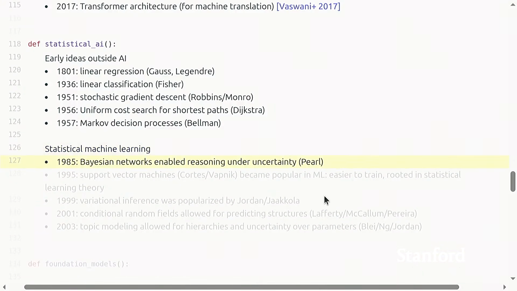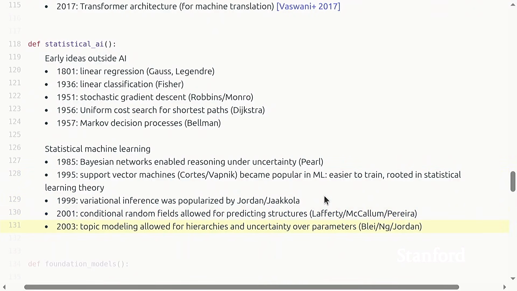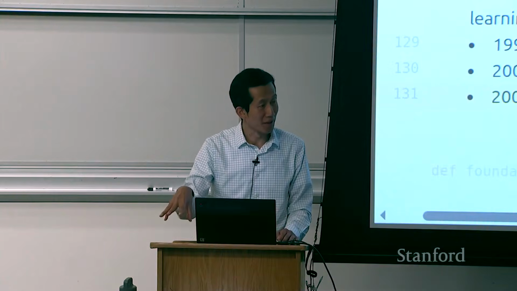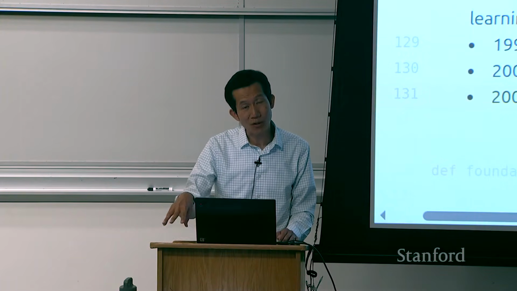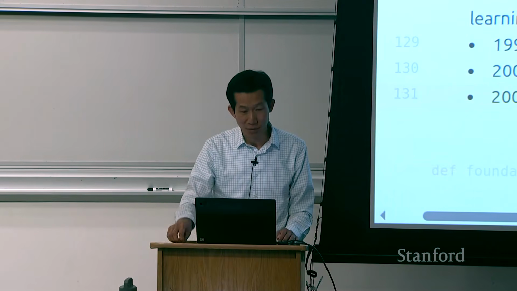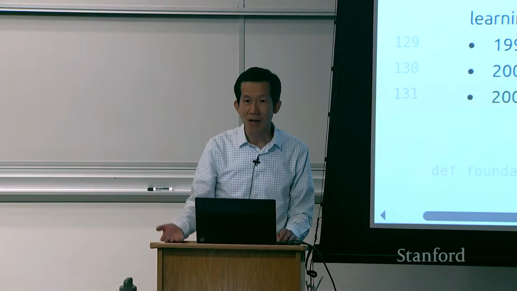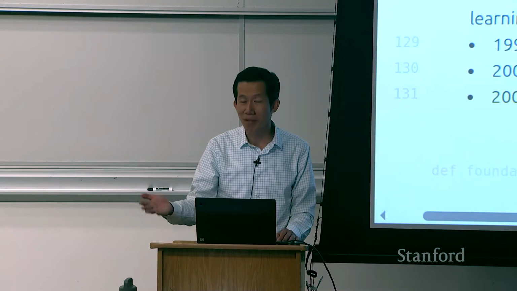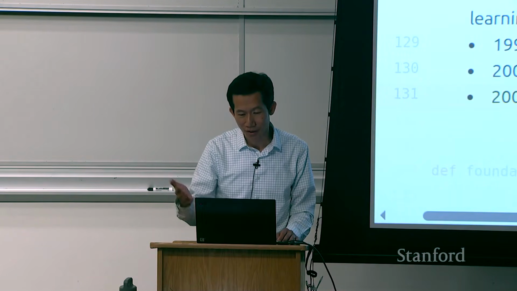There is a period through the 80s and up until the 2000s where statistical machine learning, techniques rooted in mathematical principles such as Bayesian networks, support vector machines, variational inference, conditional random fields, and topic models, were very in vogue in the machine learning community. This is also a period where neural nets were a really small fraction of the machine learning community, because they didn't have any nice mathematical properties, and also they were hard to train.